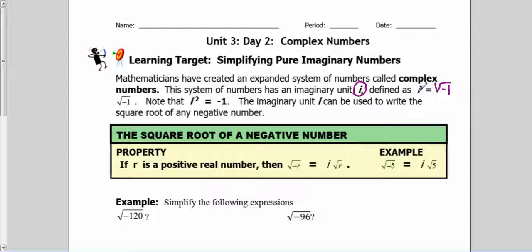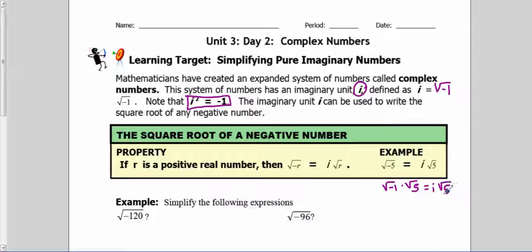Now, because i is the square root of negative 1, if you square i and you square the square root of negative 1, you would get i squared on one side, and on the other side you would get negative 1. So i squared equals negative 1. If you have a negative number, like the square root of negative 5, you can change it to the square root of negative 1 times the square root of 5. The square root of negative 1 is i, and the square root of 5 is still the square root of 5.